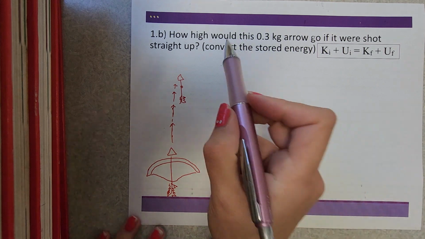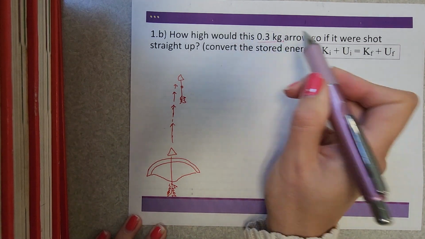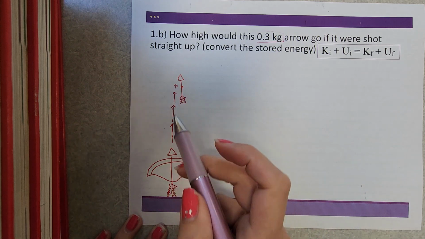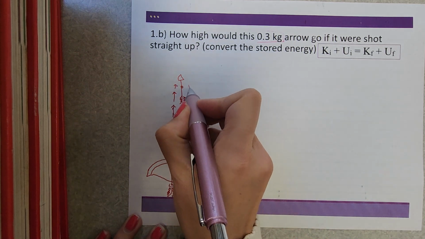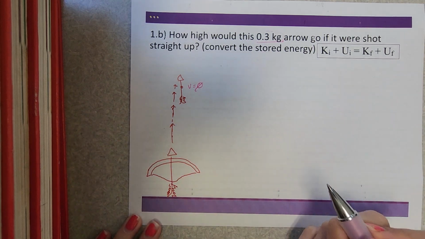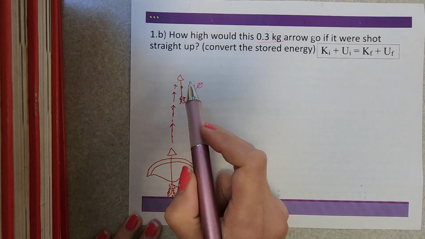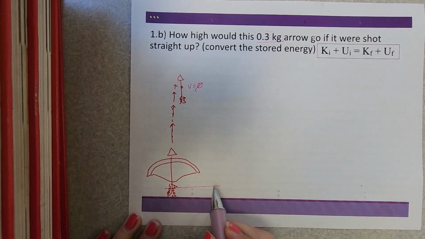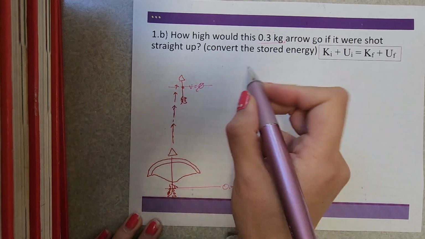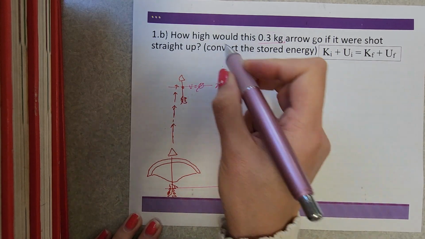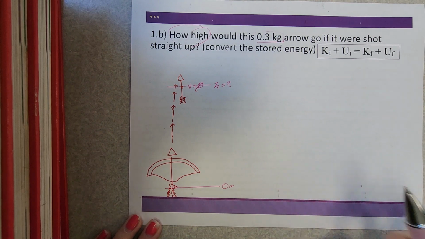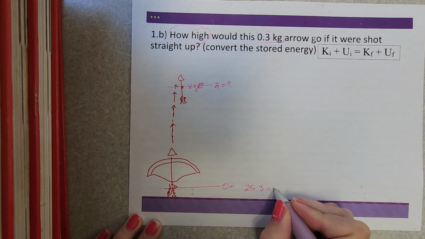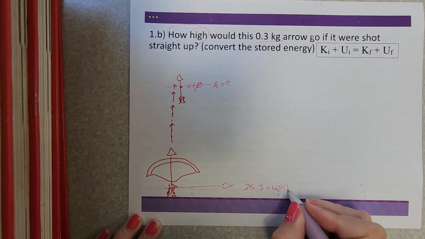Here's the second part of that question. How high would the 0.3 kilogram arrow go if it were shot straight up? Now think about kinematics. When an object goes straight up, at the peak of its trajectory, its velocity is 0. Therefore, its kinetic energy at the peak of its trajectory would also be 0. Now it does have some height above the ground. We want to know how high the arrow goes. And we also know that we stored 25 joules of energy when we did work on the bow.